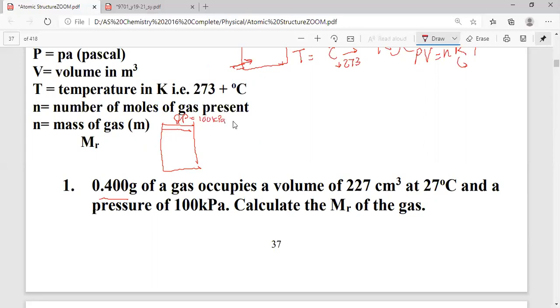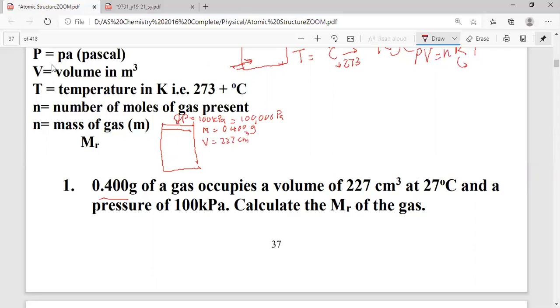Remember, you change to pascals, so 100 kilopascals, kilo is 1,000. Okay, I hope you know this. And what else? The mass of the gas is 0.4, put on the accuracy here, grams. And what volume does it occupy? 22.7 cm cube. Now change to meter cube.